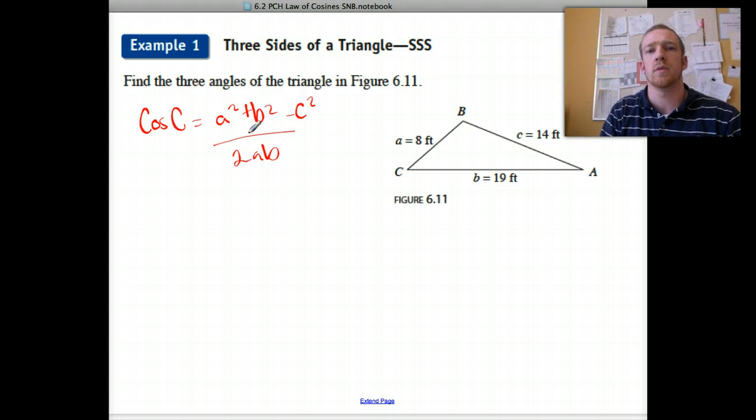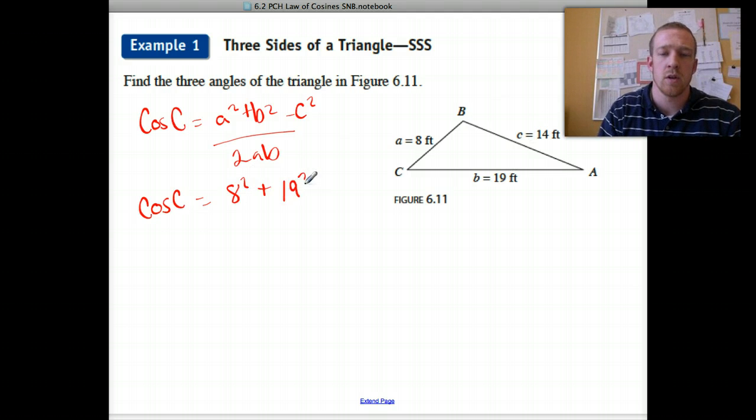It's a good idea to just write the formula and then plug in all the numbers. So that's going to give me cosine of C, still don't know that, equals 8 squared plus 19 squared minus 14 squared over 2 times 8 times 19.